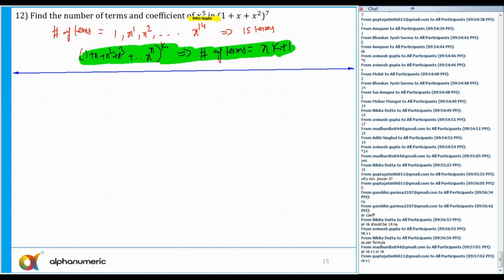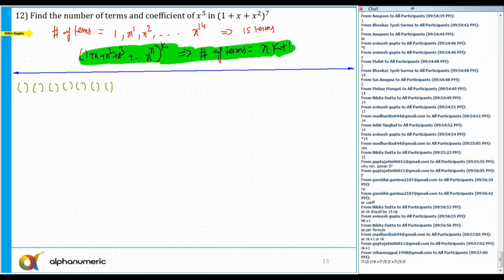Now I need to find out the coefficient of x raised to power 5. All right. So let's see the coefficient of x raised to power 5. How can I get the coefficient of x raised to power 5? So can we say, how many brackets are we multiplying? There are 7 brackets, isn't it? That is 1, 2, 3, 4, 5, 6, and 7. Maximum power of x is 2. So I can say I'll get x square, x square, x square, and from 4 of the brackets, 1, 1, 1.